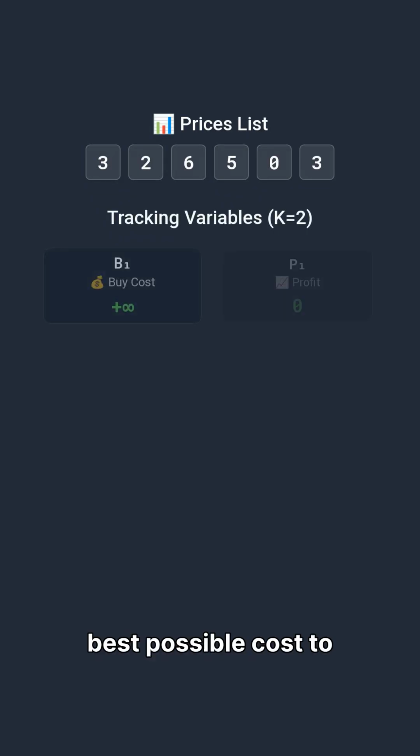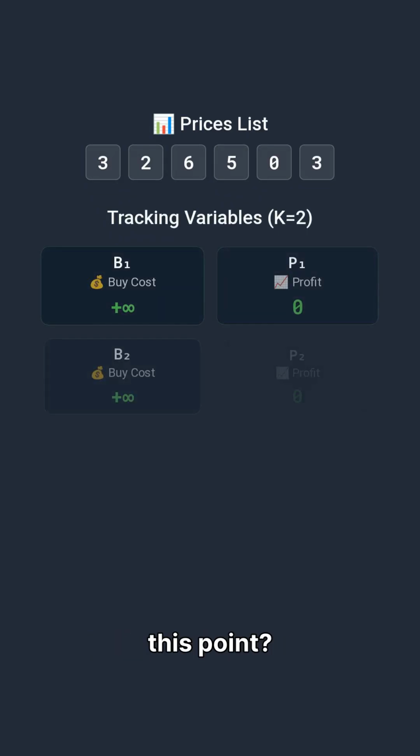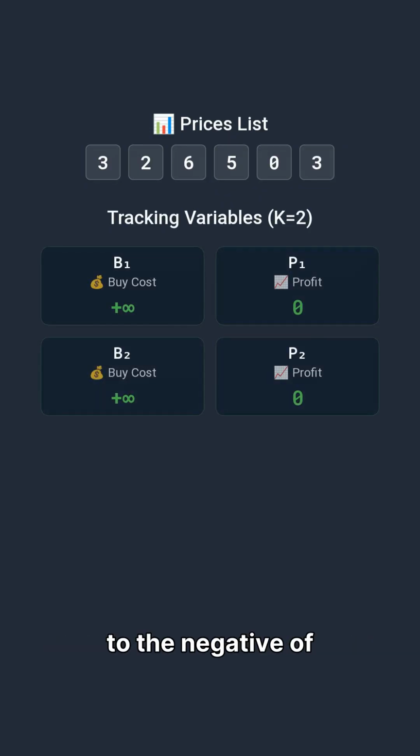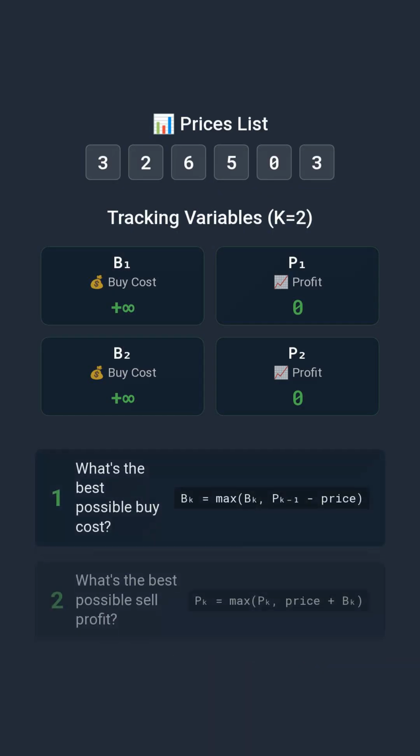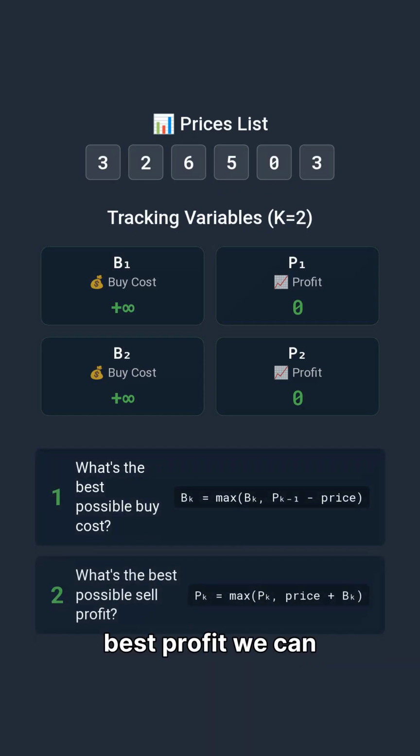First, what is the best possible cost to buy the stock at this point? We update B1 by comparing its current value to the negative of the current price, as buying represents an outflow of money. Second, what is the best profit we can make right now, considering a potential sell? We update P1 by comparing its current value to the profit derived from selling today, which is the current price minus our best buy cost.